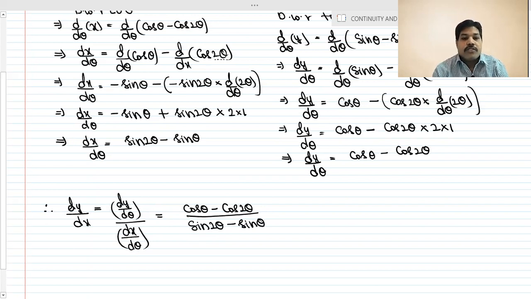Do you understand that, students? So dy by d theta is cos theta minus cos 2 theta, and dx by d theta is sin 2 theta minus sin theta. That is the dy by dx.